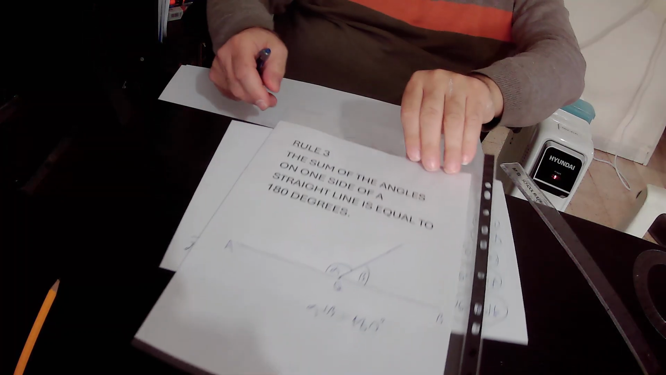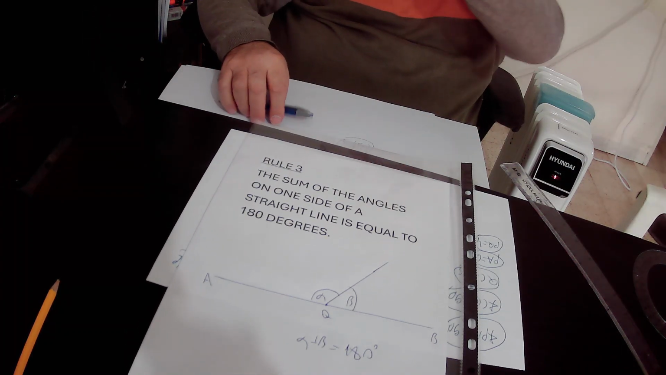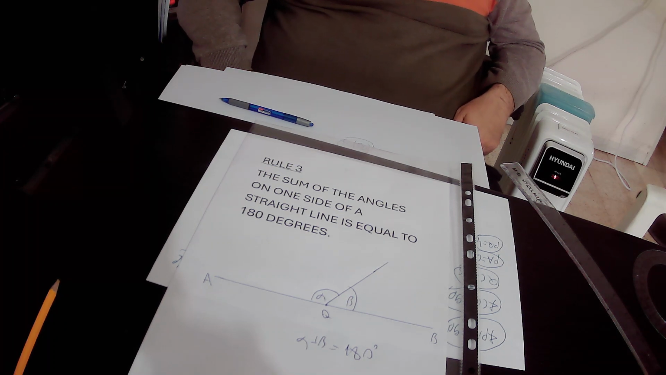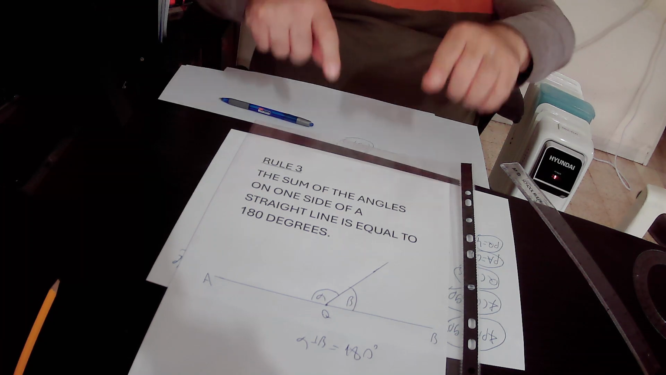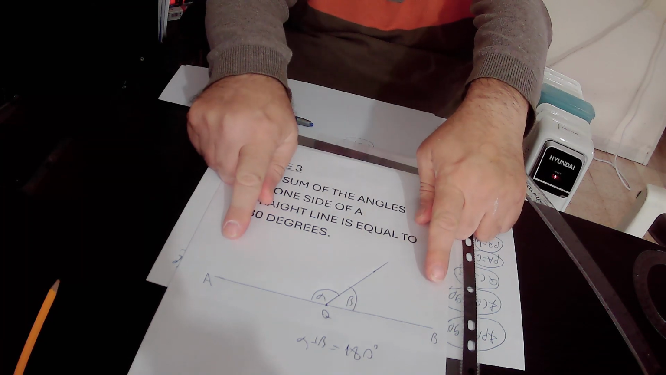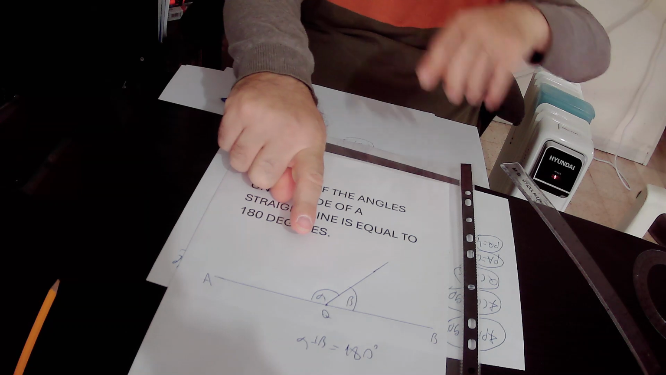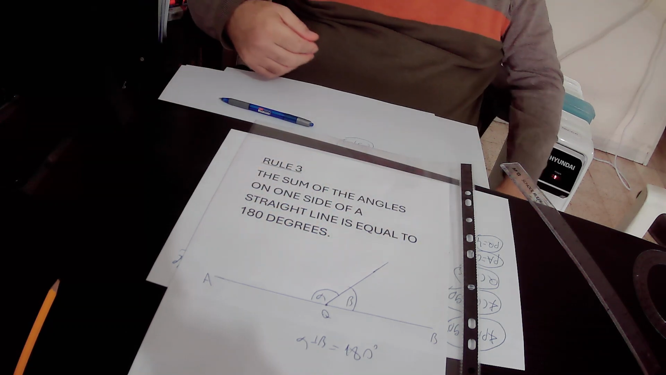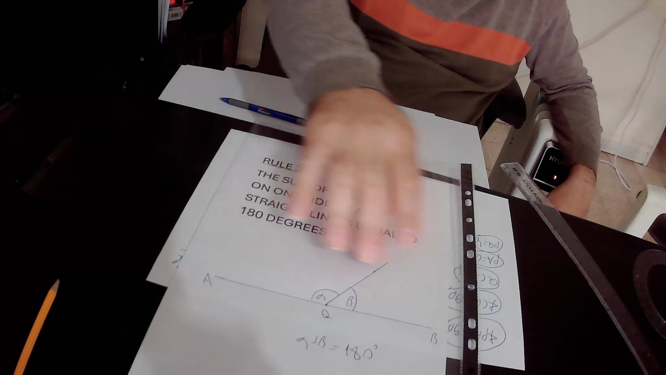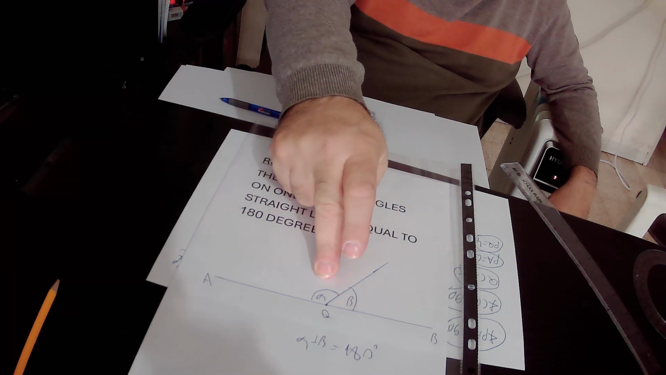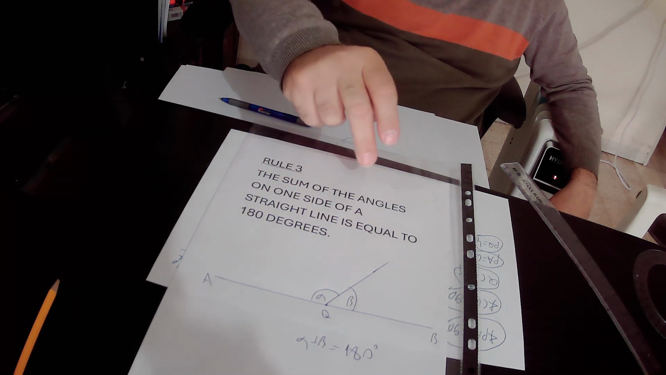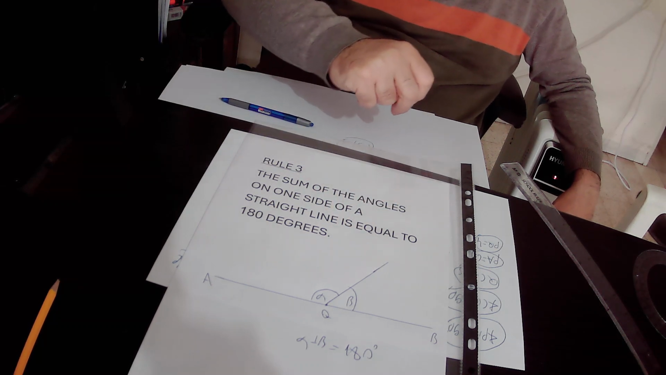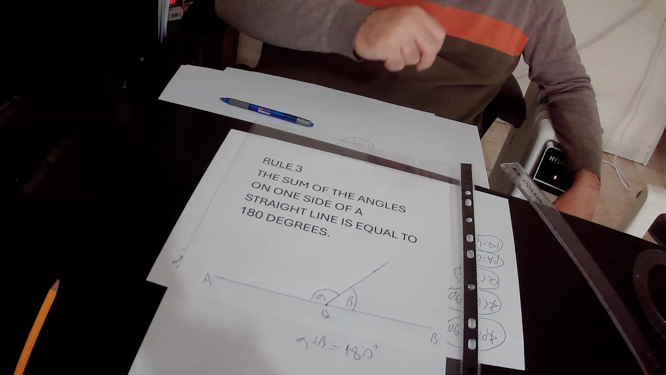I repeat again rule number 3. According to rule number 3, the sum of the angles on one side of a straight line is equal to 180 degrees. Here AB is a straight line. If we focus on the upper side of the straight line AB at point Q, the sum of the angles must be equal to 180 degrees. So which angles do we have at the upper side of AB at point Q? We have this angle that is alpha and this angle is beta. So in total, alpha plus beta must equal 180 degrees according to rule number 3.